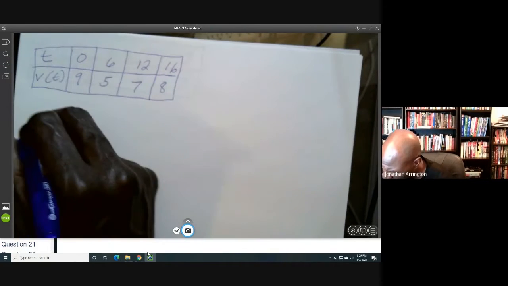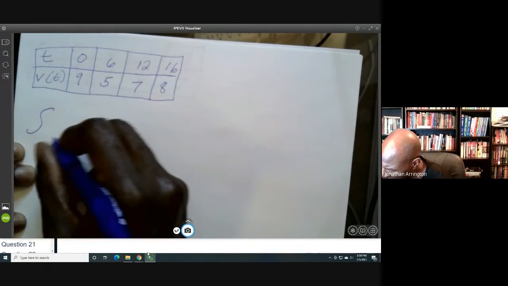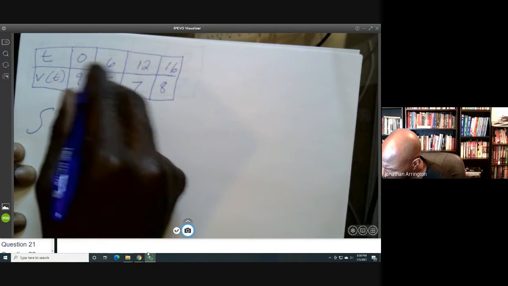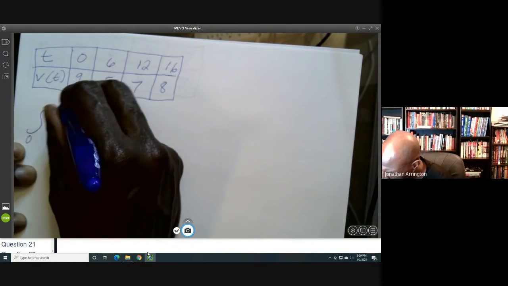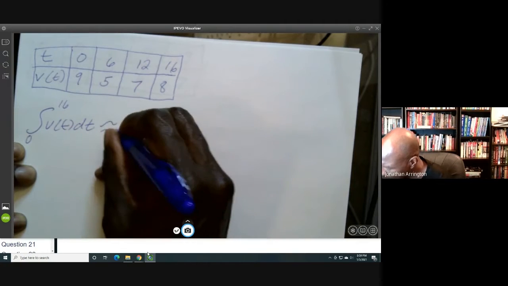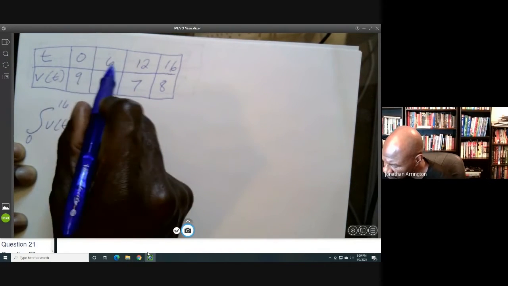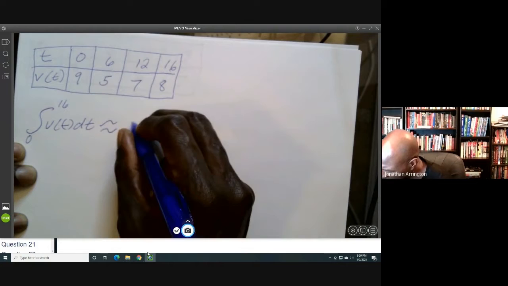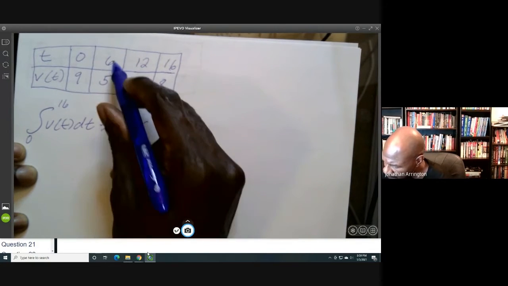All right, so I believe we're approximating a definite integral. It looks like it's going from 0 to 16, and the function is v of t. Again, the width of the rectangle for the first subinterval was 6, and the height is 5.